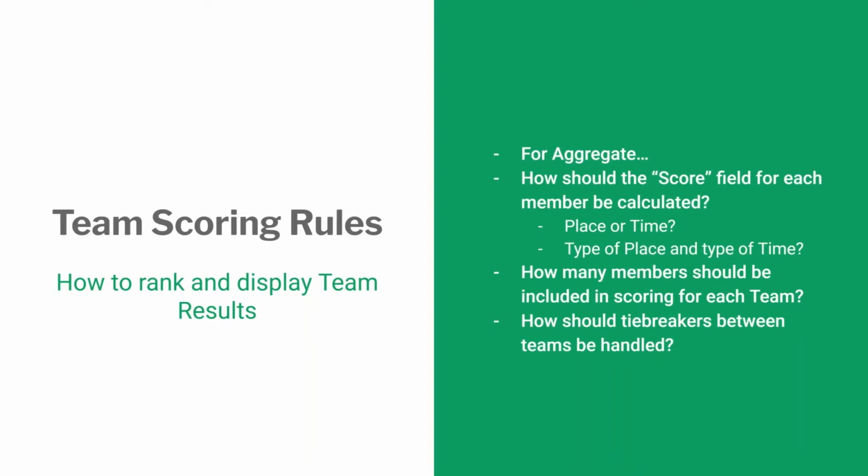And in addition to that, you need to decide how many members should be used in scoring for each team. So, teams may have 20, 30, 40 members, but maybe you want to say only the top 5 count towards the calculated team score. That's all configured when you set up the team scoring rules. In addition, what do you do when 2 teams happen to tie? Now, it's a little more common to tie if you're doing the score field calculated by place, because it's just a number, and it's possible that 2 teams get the same score value. That could happen, but if you're just sorting it by time, it's a little bit less frequent.